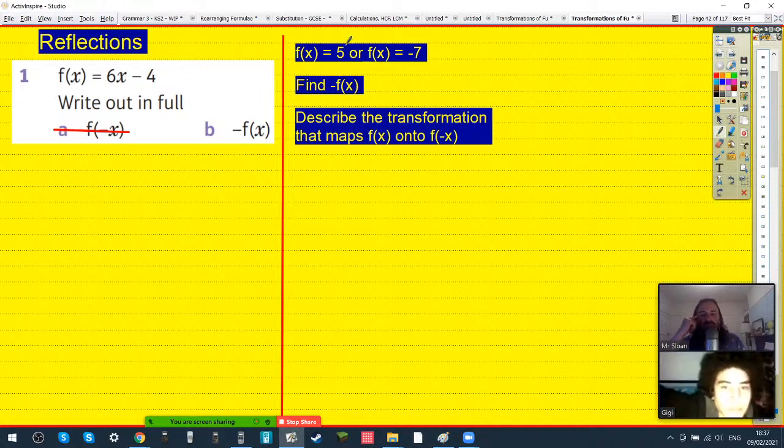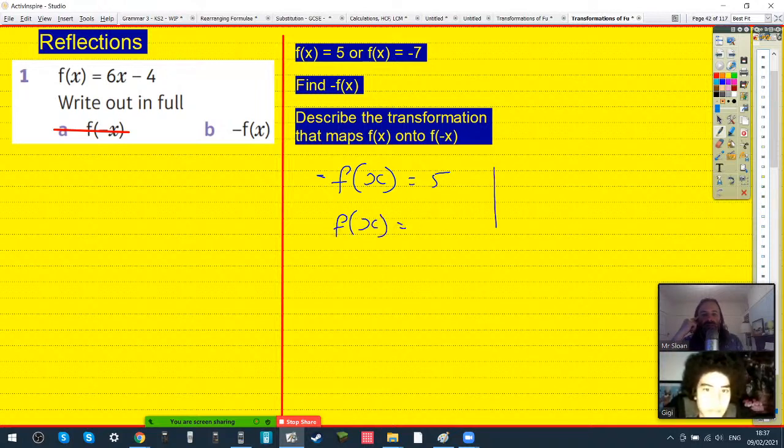The f of x is 5, and so what is minus the f of x? No. So minus the f of x is 5, and so we have to find the f of x. The f of x is minus 5. Yep. And this one? Minus f of x is minus 7, so f of x is 7.